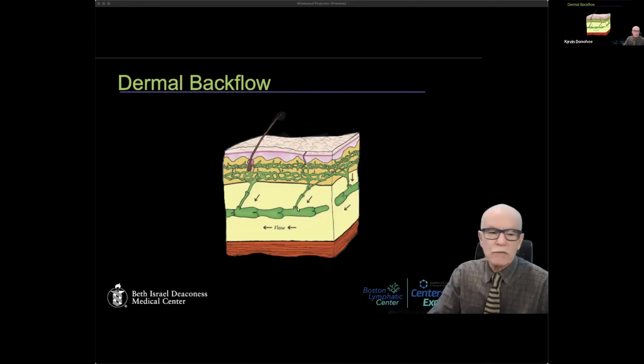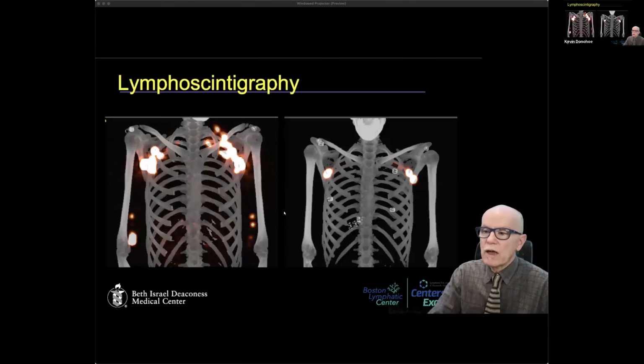With dermal backflow, what you have is, instead of the lymph coming out and going into the major vessels, it gets backed up, and it can't make it through the vessels, so it heads back up this way into the superficial lymphatics.